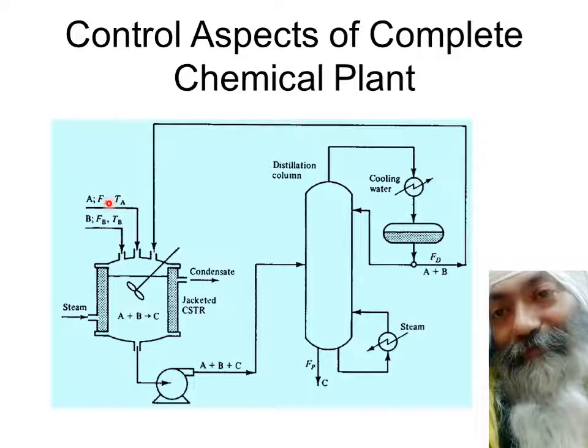So if I change this FA, I have to change this FB, and if I change this FA and I change this FB, then the level will change. And if the level changes over here, I have to take care that the outflow should also increase to maintain the level. And if this outflow is increased to maintain the level, then the level inside the distillation column is also affected. Then depending upon this level I have to maintain, I have to take care that this FD and FP should also increase.